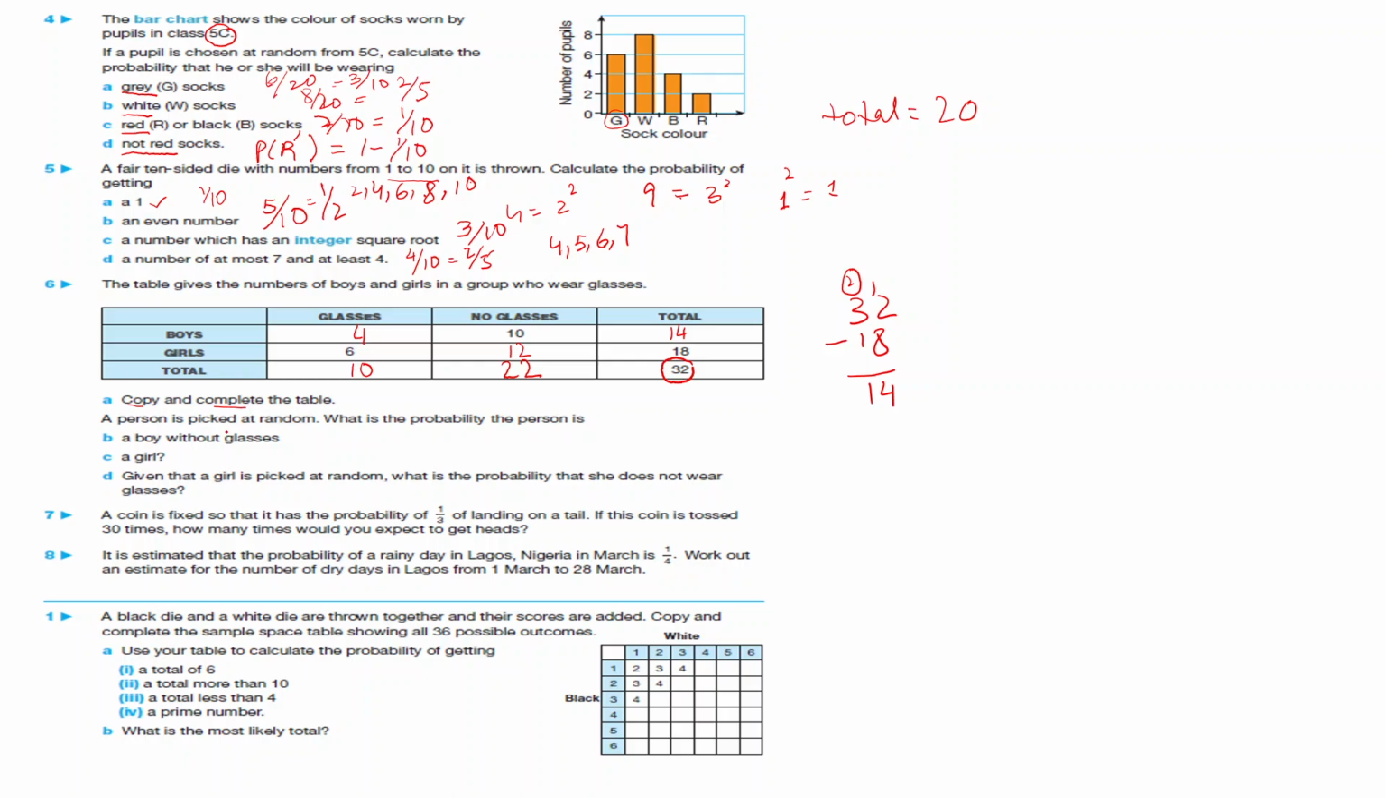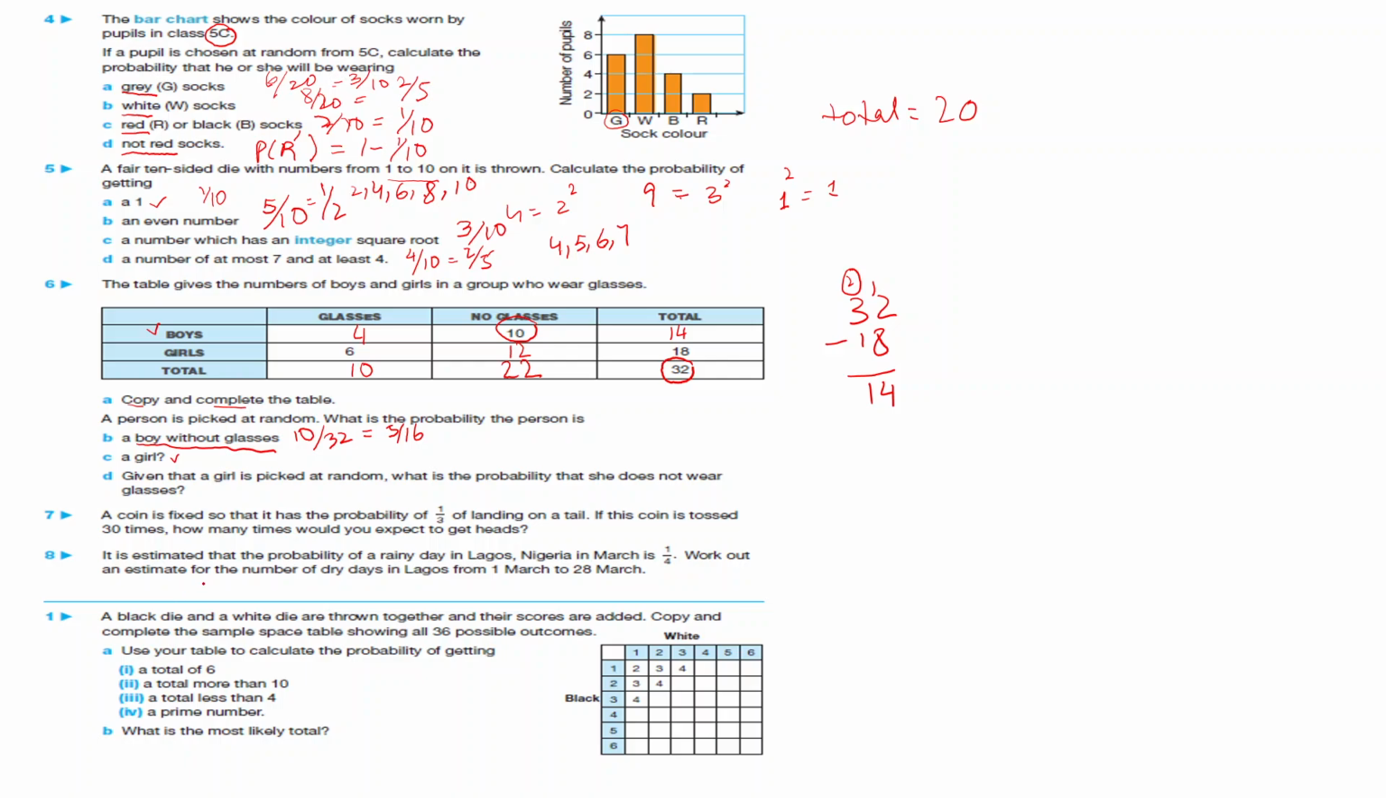Now it says that a person is picked at random. What is the probability that the person is a boy without glasses? So here is a boy with glasses, without glasses. So this is the chance, right? So 10 out of a total 32. The chance of having a boy without glasses is 10 boys out of 32. And if you simplify it, it becomes 5 over 16.